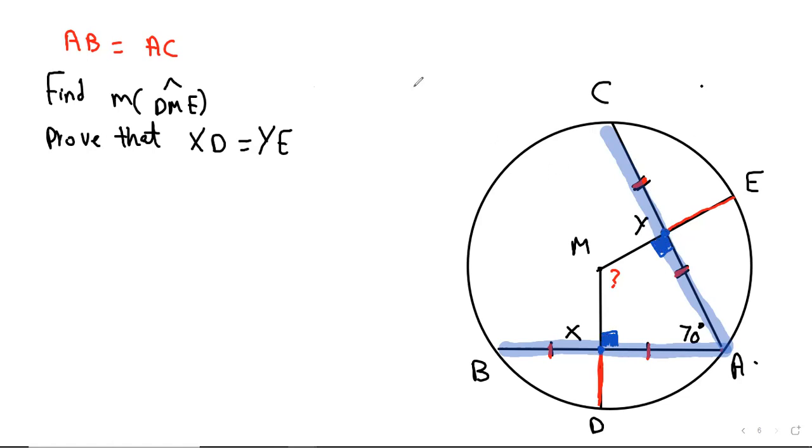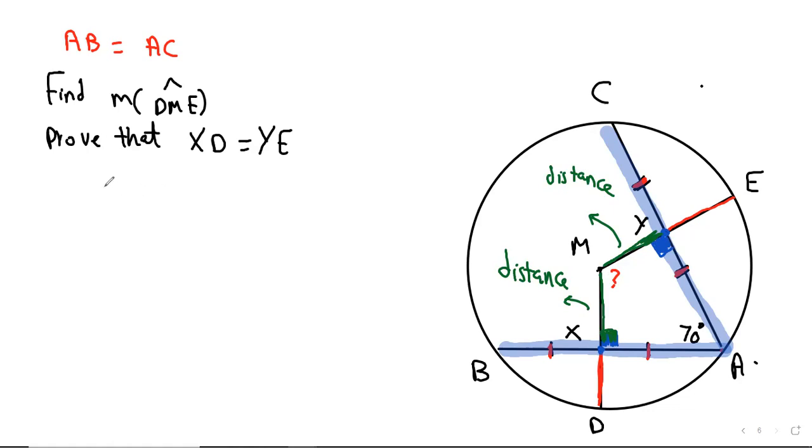Do you know why? MY is the distance because the distance from a point to a line is the perpendicular line segment. So this is a distance, the distance from the center to AC. And because MX is perpendicular to AB, MX is a distance. And you know that if we have two equal chords in the circle, then they are at equal distances from the center of the circle. They are equidistant from the center of the circle.